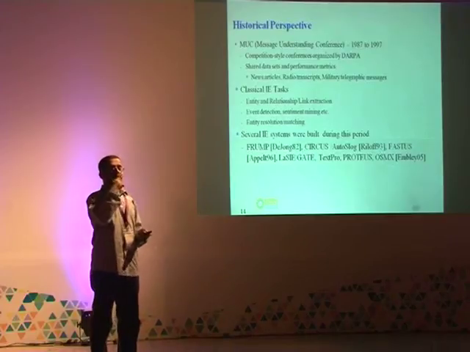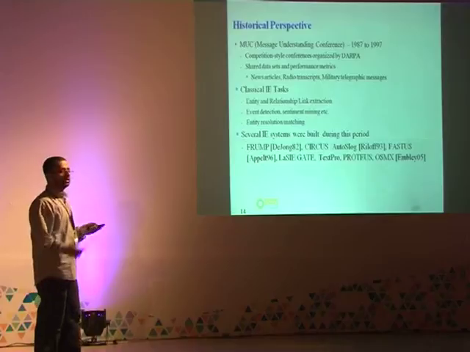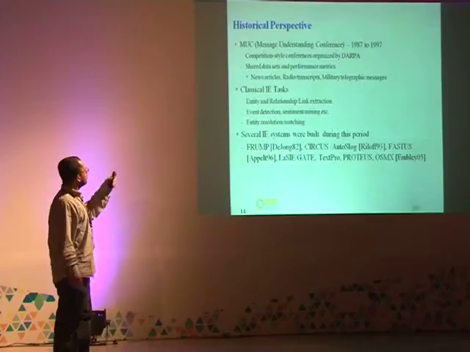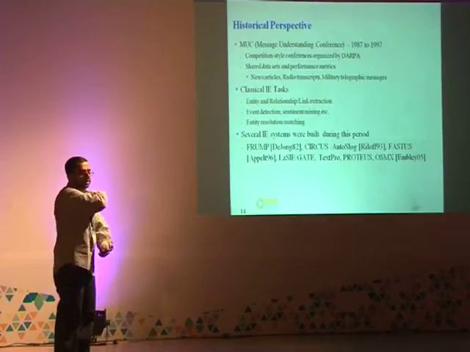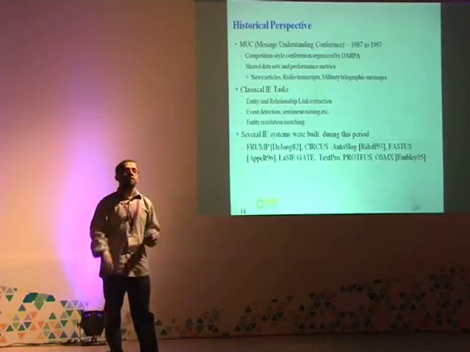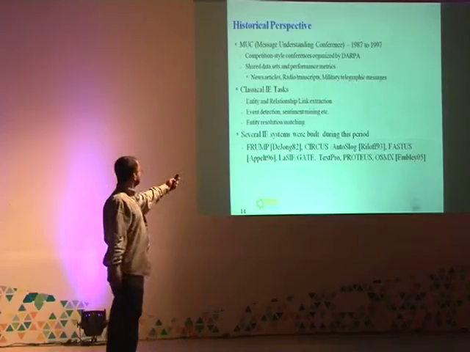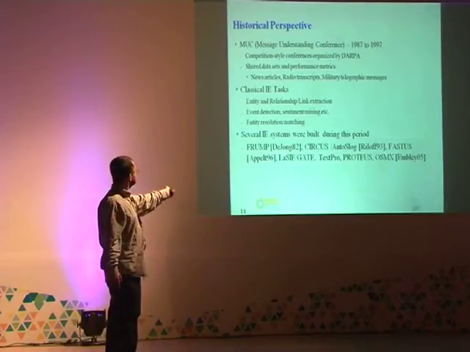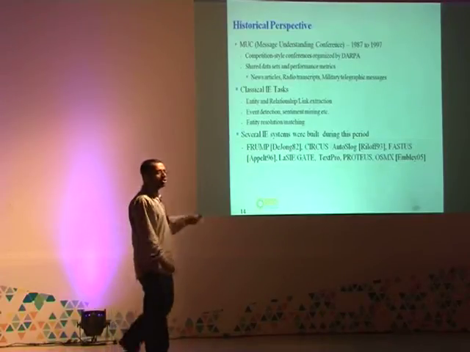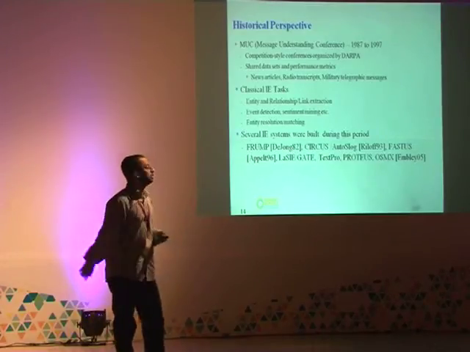So historically this problem has been tackled by the Message Understanding Conference. In fact, this entire definition comes from there. It was a competition-style conference organized by DARPA, which led to the release and evolution of several information extraction systems. Several of them are mentioned here, very old ones like Circus, Fastus, Lasie, etc. Most of them were rule based. Some of them were built on machine learning models.